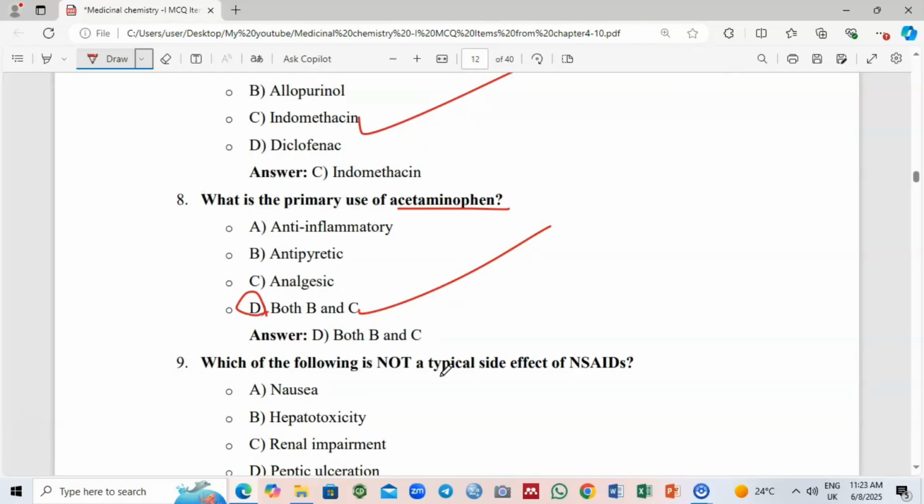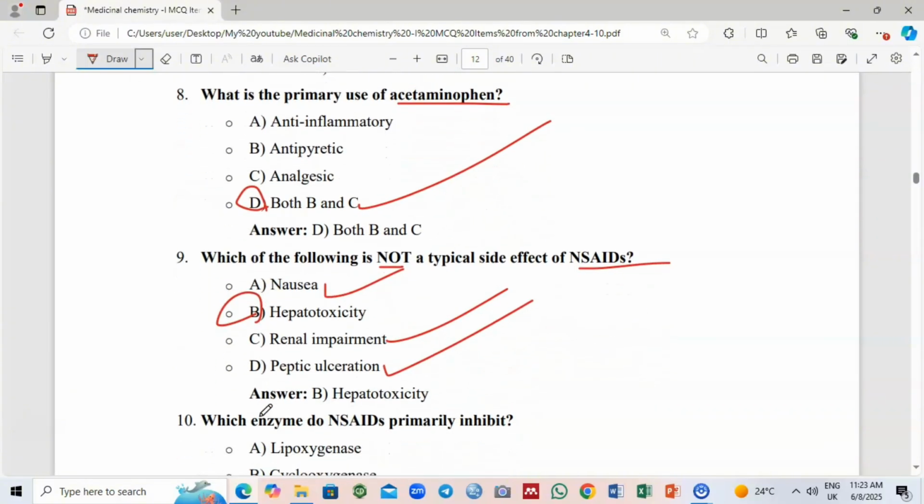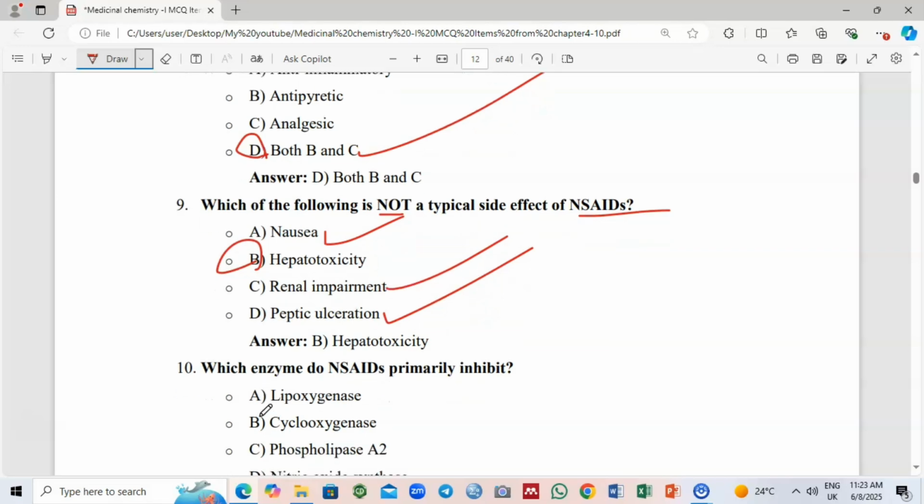Which of the following is not a side effect of NSAIDs? A. Nausea. B. Hepatotoxicity. C. Renal impairment. D. Peptic ulceration. So these NSAID drugs have different side effects. Among them, one is nausea, the other one is peptic ulceration. The question says not a typical side effect of NSAIDs, so we have to select from B and C. Renal impairment is also another side effect. Therefore, B is the correct answer, which is not a side effect.